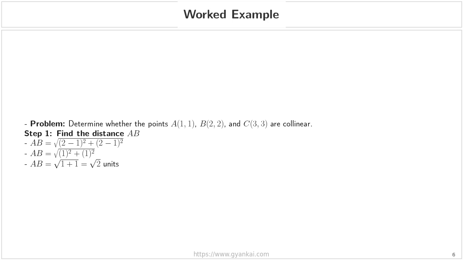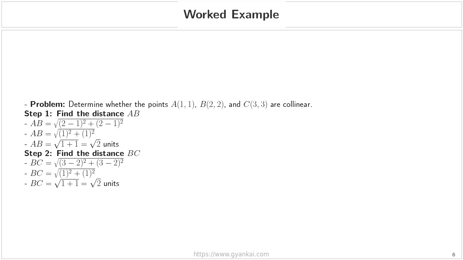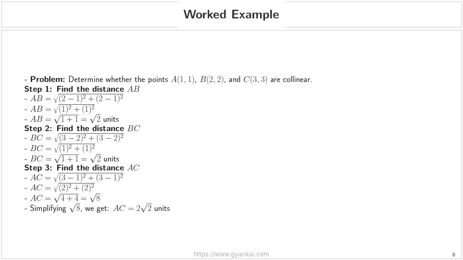Let's find the distance between point A and point B using the distance formula. We take the square root of the quantity 2 minus 1 squared plus 2 minus 1 squared. This simplifies to the square root of 1 squared plus 1 squared, which gives us the square root of 2 units. Step 2. Next, let's find the distance between point B and point C. Applying the same formula, we have the square root of the quantity 3 minus 2 squared plus 3 minus 2 squared. Again, this simplifies to the square root of 1 squared plus 1 squared, resulting in the square root of 2 units. Step 3.